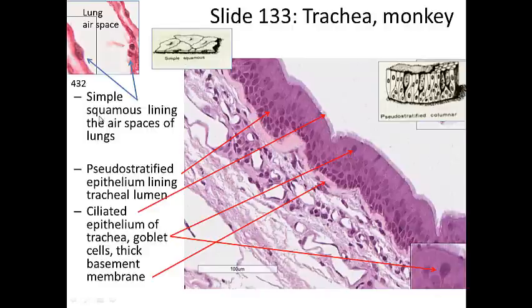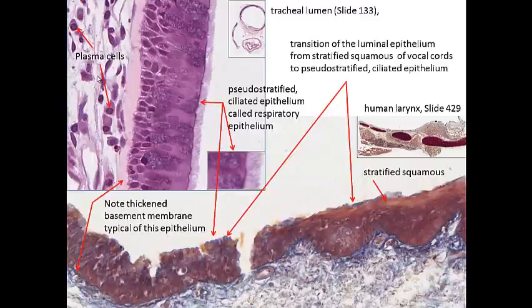And so simple squamous epithelium lines the airways. Remember I told you that all substances, including gas, have to go through epithelium? Well, simple squamous epithelium lines the airways, but the conducting portion of the respiratory system has this respiratory epithelium, which is pseudostratified columnar epithelium, which has ciliated cells and goblet cells. And that's what we see here.